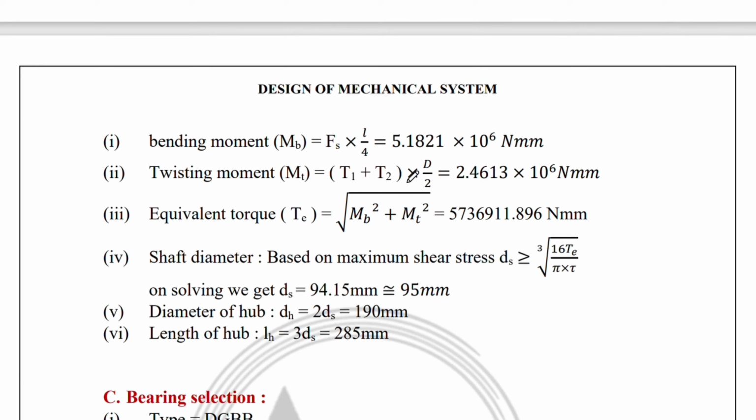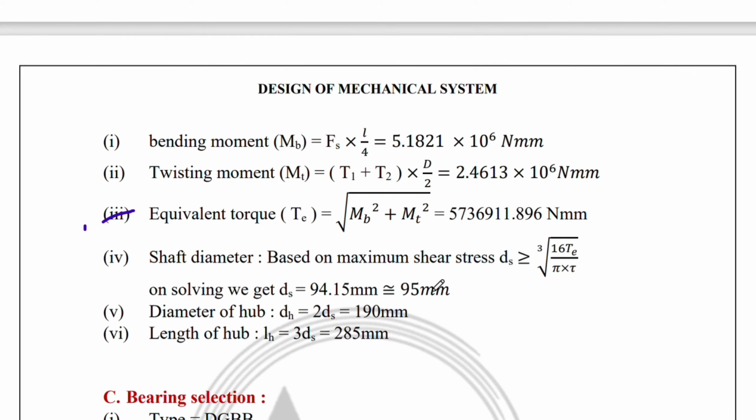Okay, so 750 mm, and put all the values and substitute it. You get the value of twisting moment, which will be 2.4613 × 10^6 Newton mm. As you got the bending moment and twisting moment, you can find the equivalent torque. Equivalent torque Te is equal to the square root of (bending moment squared plus twisting moment squared). Put both the values here and get the answer, which will be 5736911.896 Newton mm.